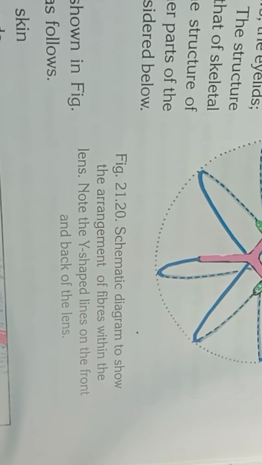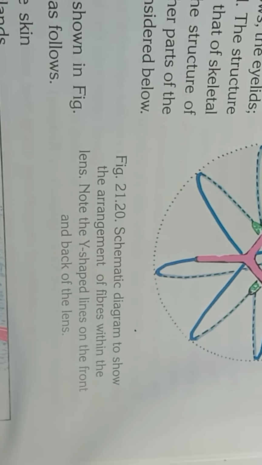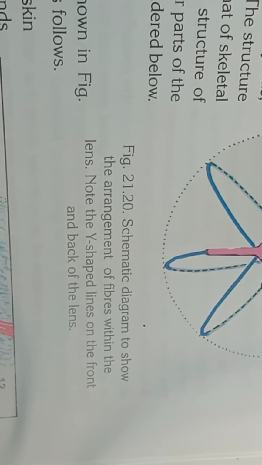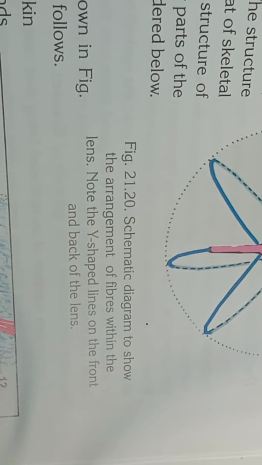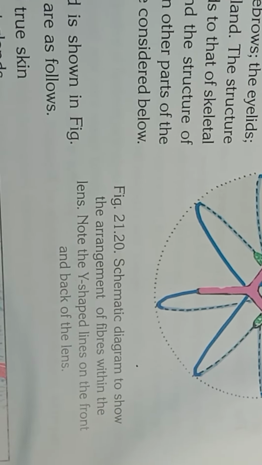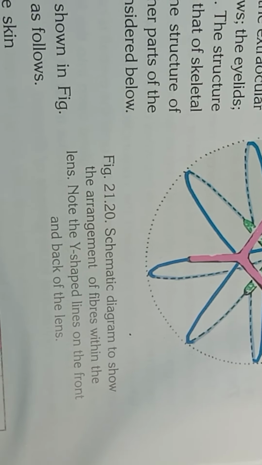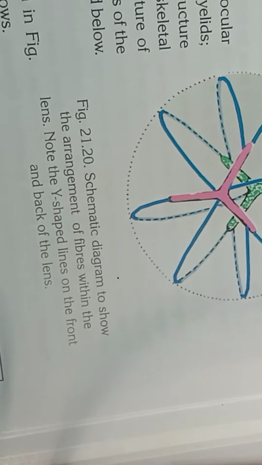These lines are called sutural lines. They are made up mainly of amorphous material, and the ends of the lens fibers are attached to these lines. Each lens fiber starts on a surface at such a line and follows a curved course to reach the opposite surface, where it ends by joining another such line. So this is about the lens.